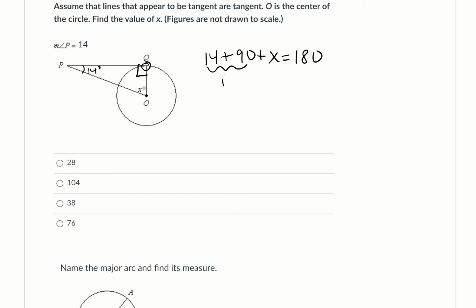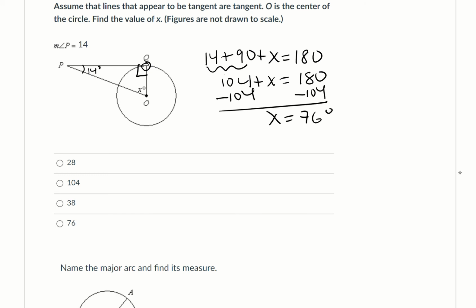So let's combine the like terms. We get 104, subtract 104, and so x has to be 76 degrees.